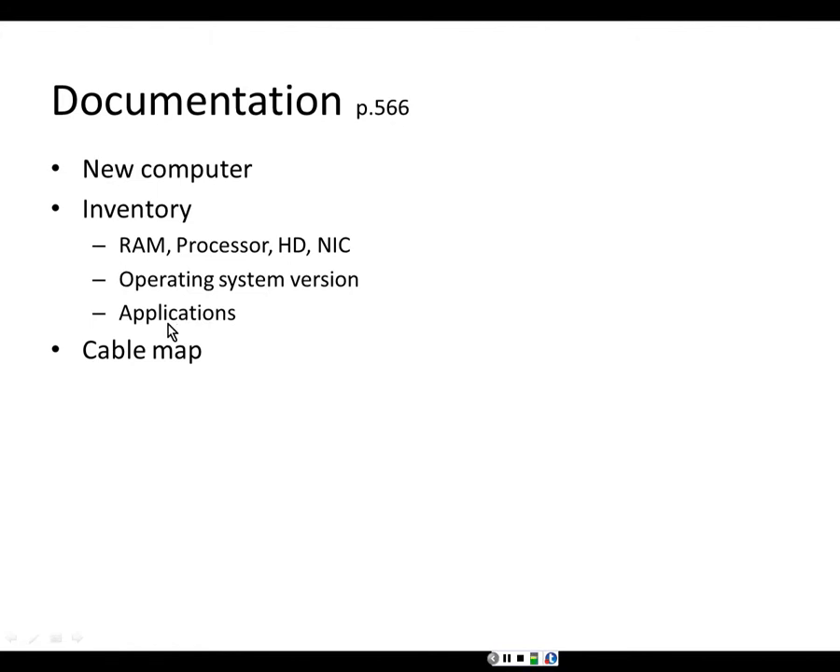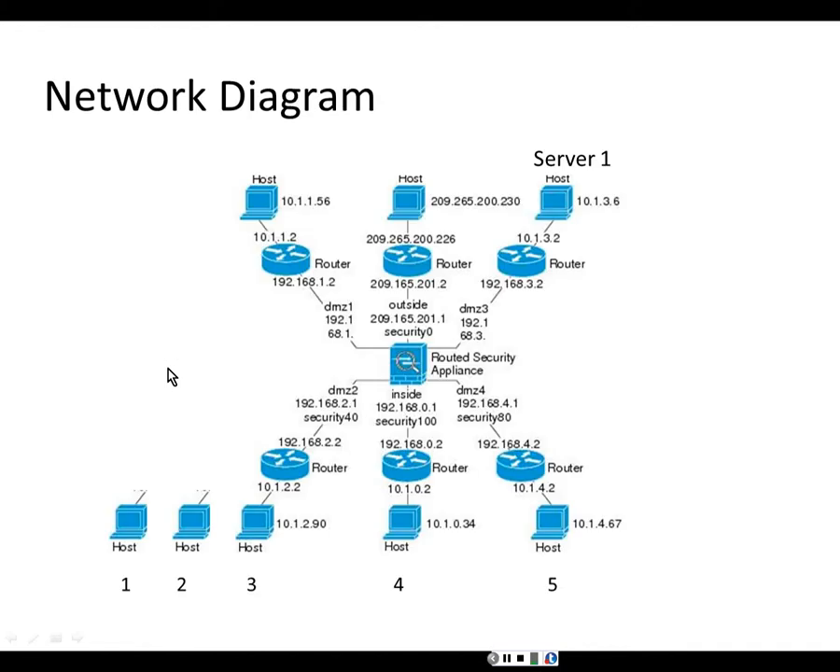We have 5,000 computers here at CCBC, and in our inventory, we know exactly how much RAM is in each computer. Another part of documentation is the cabling map, and the cabling map can be very useful in troubleshooting. If we look at our networking diagram right here, and if I tell you that workstations 1, 2, and 3 cannot get to server 1, but workstations 4 and 5 can get to server 1.